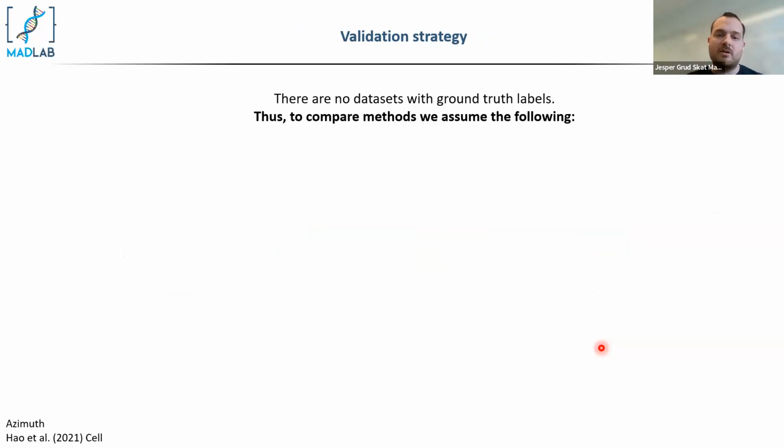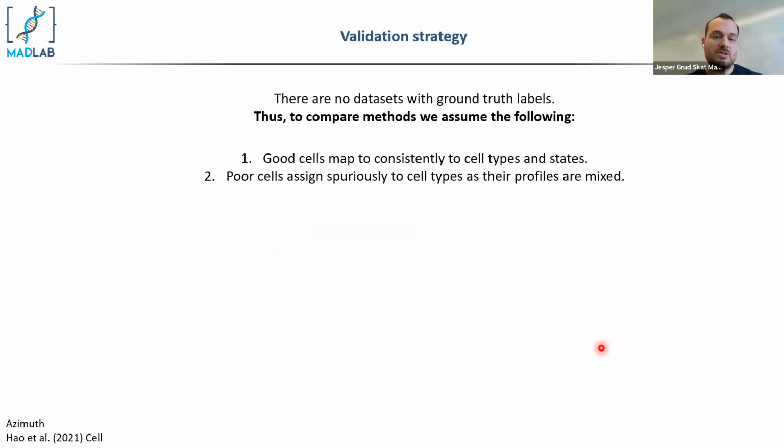So we had to come up with our own way of defining what we think is a good cell, and how to validate quality control tools. So to that end, we came up with 2 assumptions, which is that good cells map consistently to cell types and states, whereas poor cells assign spuriously to cell types as their profiles are mixed. That means that if a barcode is mostly ambient, then it will be a little random which cell type it will look like, because its transcription profile is a mixture of several different profiles.